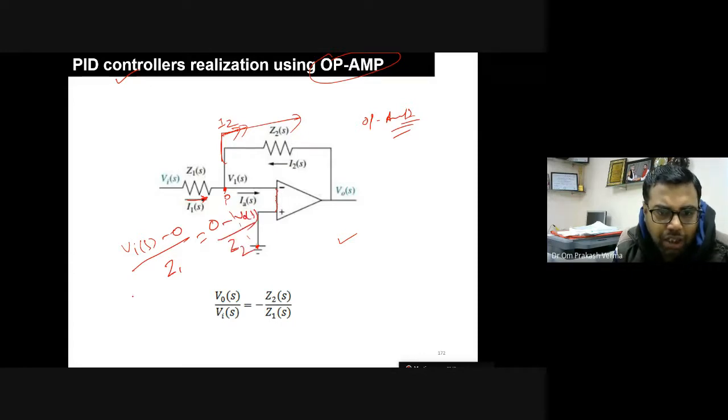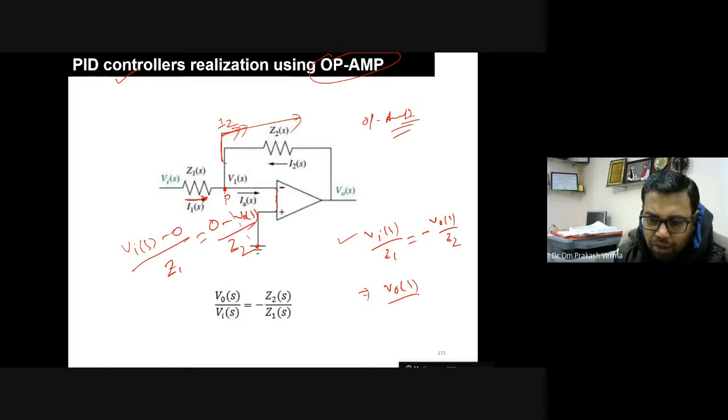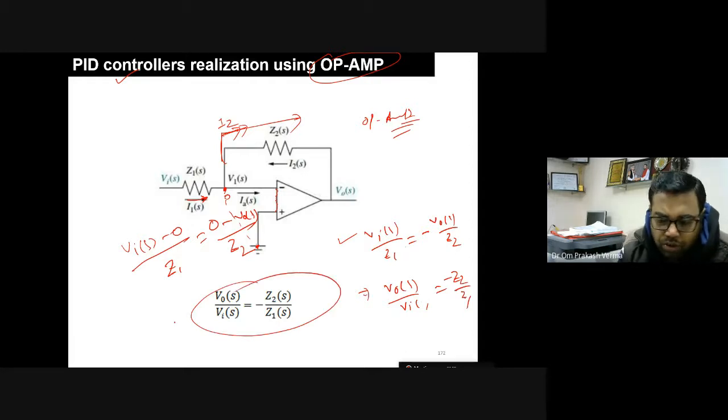I1 is equal to I2. So when you solve this equation, Vis upon Z1 equals minus V naught s upon Z2. So when you write V naught s upon Vis, it will come as minus Z2 by Z1. This is the value. So this is the concept for the simple op-amp. You can calculate the gain.